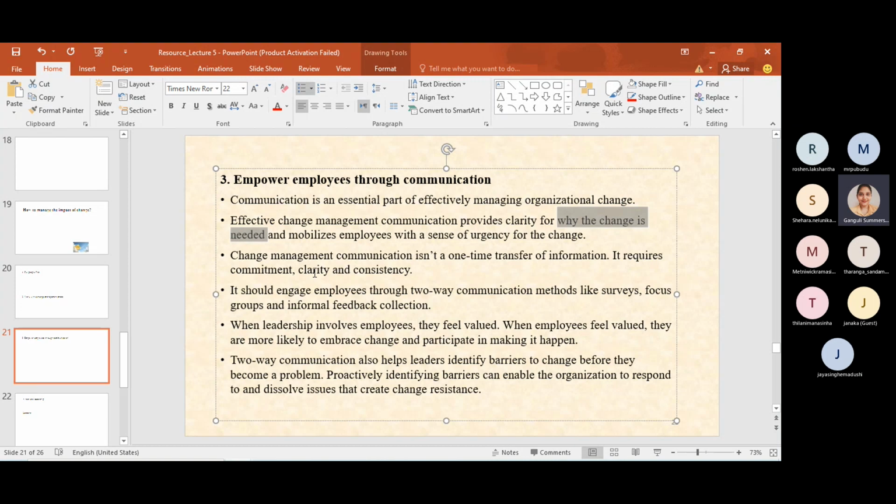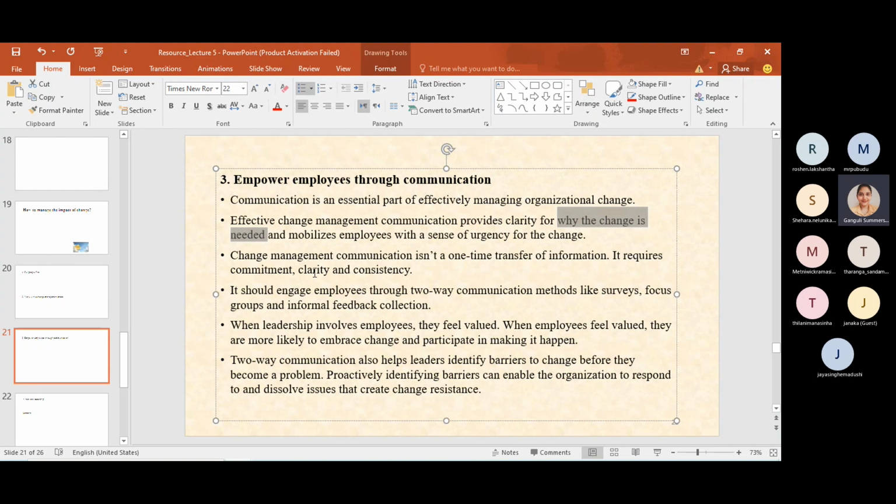And when it comes to communication, another important thing is that this should not be a one-time information transfer. For example, if a change is happening, let's say the manager asks everyone to gather in the meeting room, and in one meeting the manager describes the reason for the change, what the advantages are, what you are getting in return, all of that, and it's done.